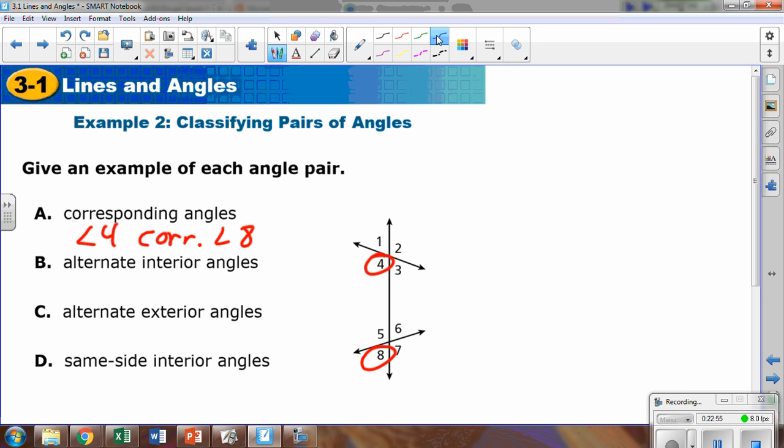Okay, what about alternate interior? They need to be on the inside. So I'm going to grab an interior angle. Just because if I'm already going to use angle 4, I may as well go with it. Which angle is alternate interior to angle 4?